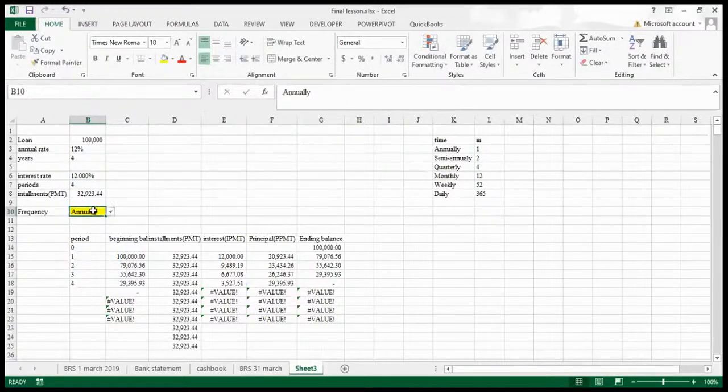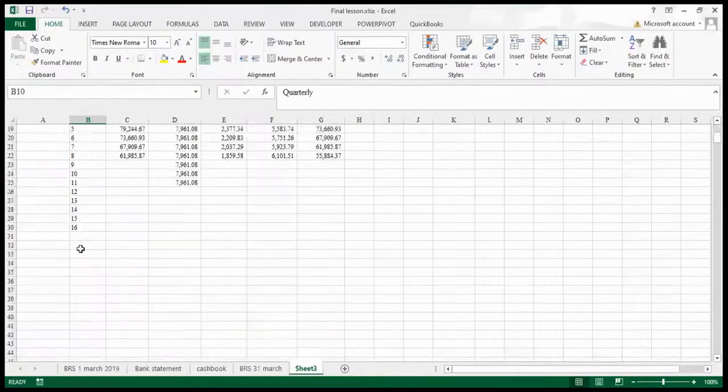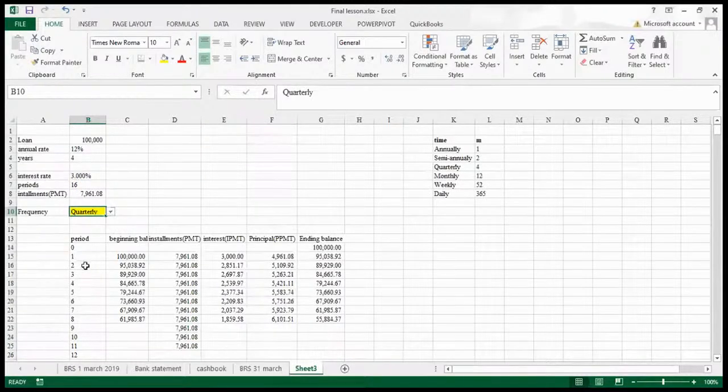Let's see what will happen. What if we change this annually to semi-annually? We expect it to reach 8. Anything after 8 should be empty. What if we change this one here to be quarterly? We expect it to stop at 16. Anything after 16 should just be empty. That is automation of the period column.